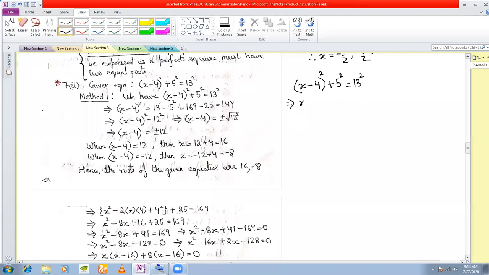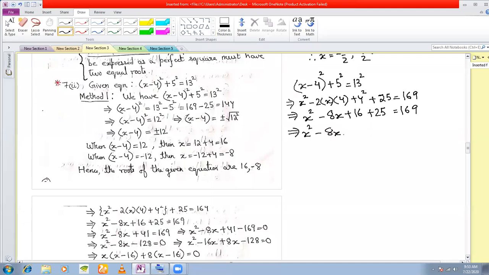That is, I expand by the a minus b whole square formula, a square minus 2ab plus b square, plus 25. 5 square is 25, equal to 169. That means x square minus 8x plus 16 plus 25 is equal to 169. x square minus 8x plus 41 is equal to 169.